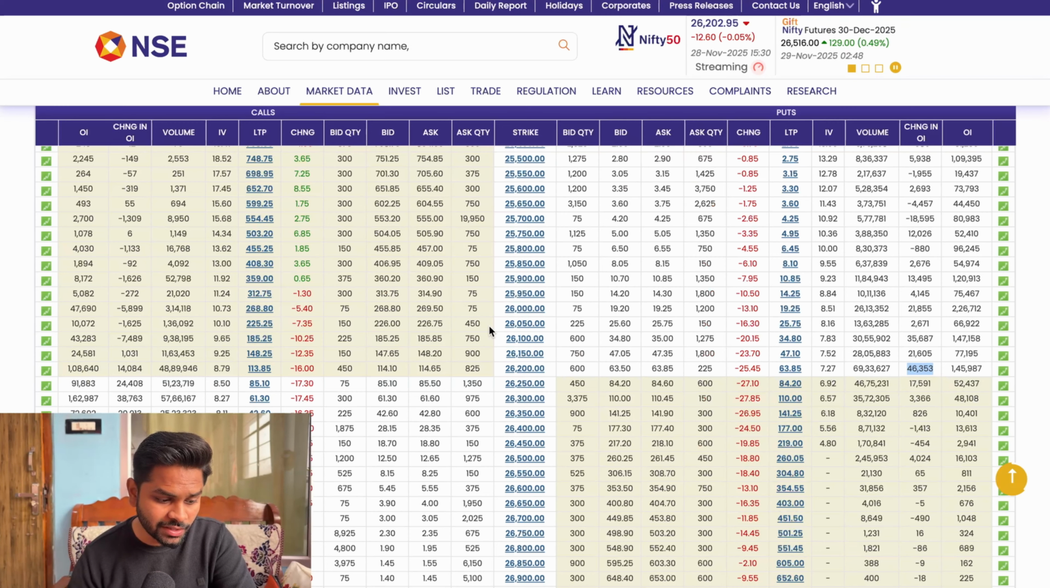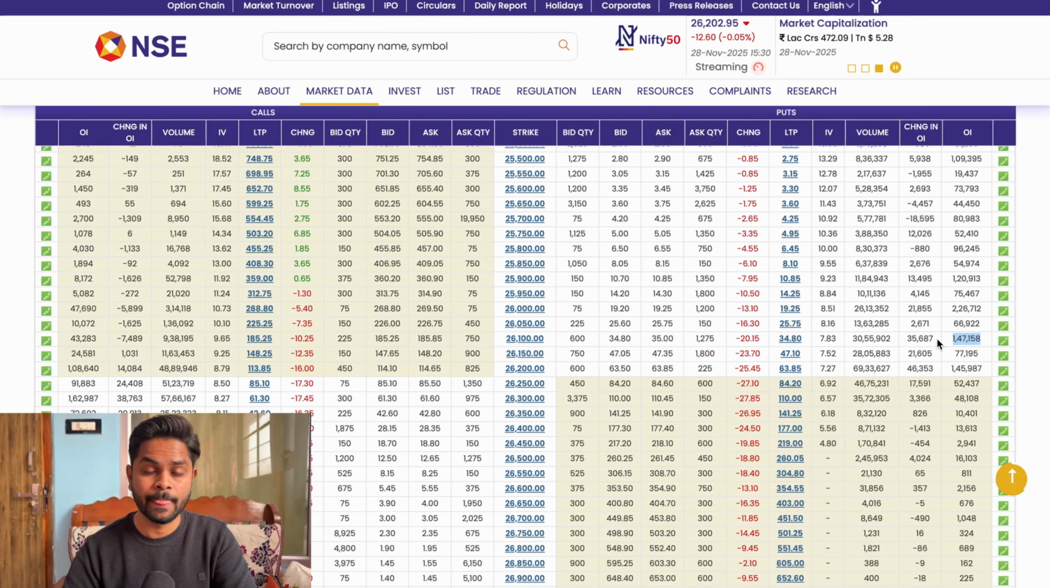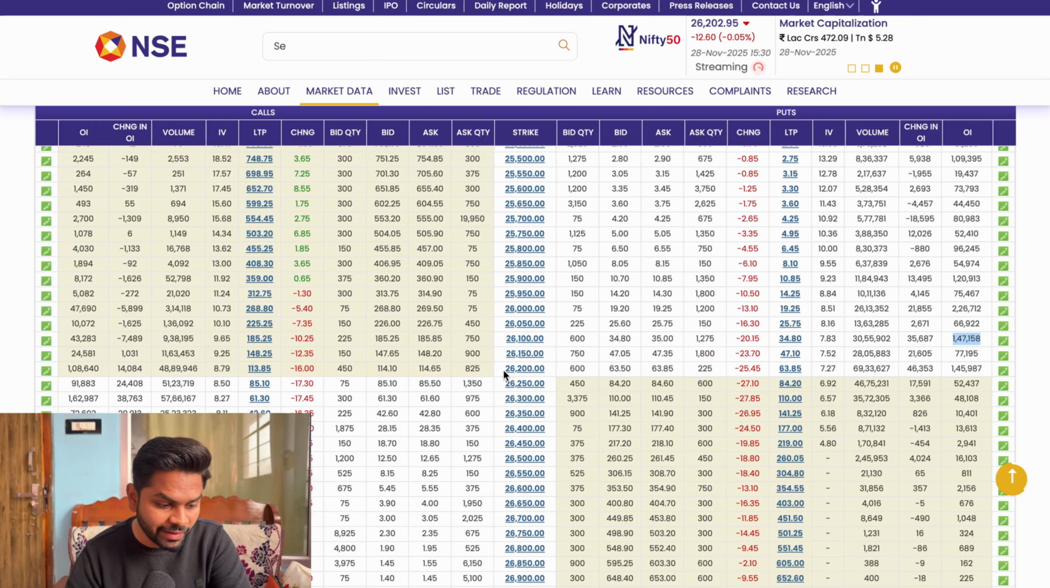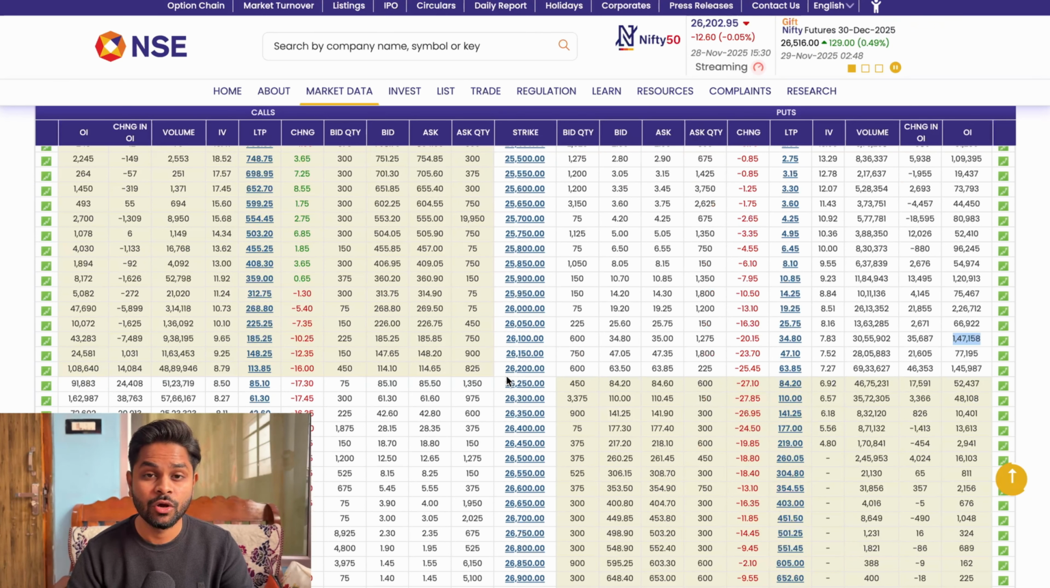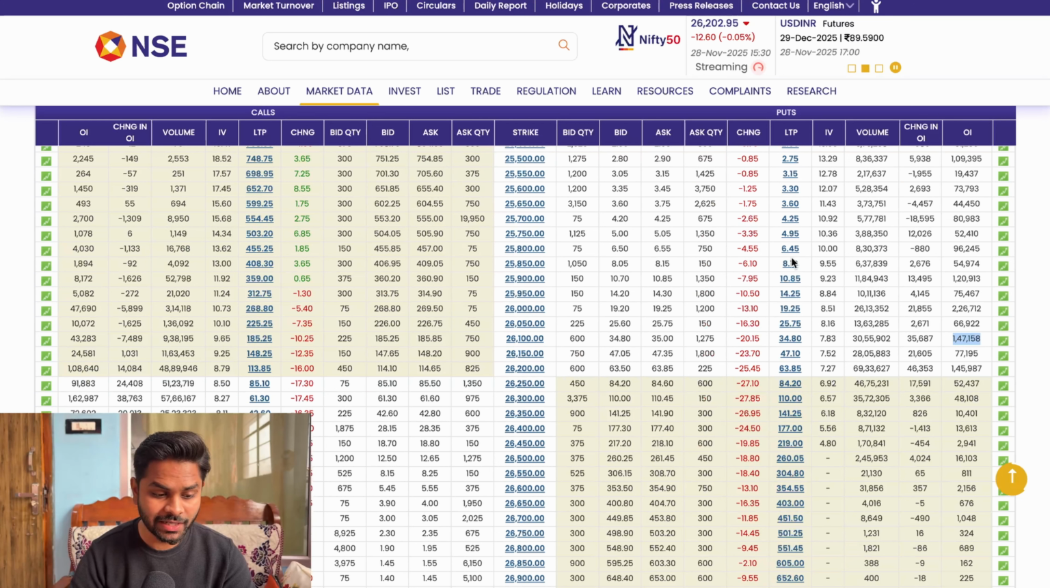Above this, look at 26,100. 1,47,158 positions are there, and 35,000 more have been added. So 26,000, 26,100, 26,200 hold a very, very strong support for Nifty, right? So this is how you find support and resistance through the option chain. That's how I understand it. This is how I see the option chain. So you have to focus on the right hand side of the left side, and the right hand side of the right side.